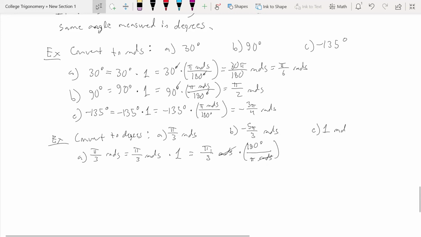So my rads will cancel off. My pi's will also cancel off. Now, pi divided by pi is 1, right? Not 0. A lot of times people will see pi upstairs, pi downstairs, they'll cancel them off and they'll just get to 0. That doesn't happen. You're dividing there. So pi over pi is 1. So this would just be 1 times 180 divided by 3, which is 60 degrees.